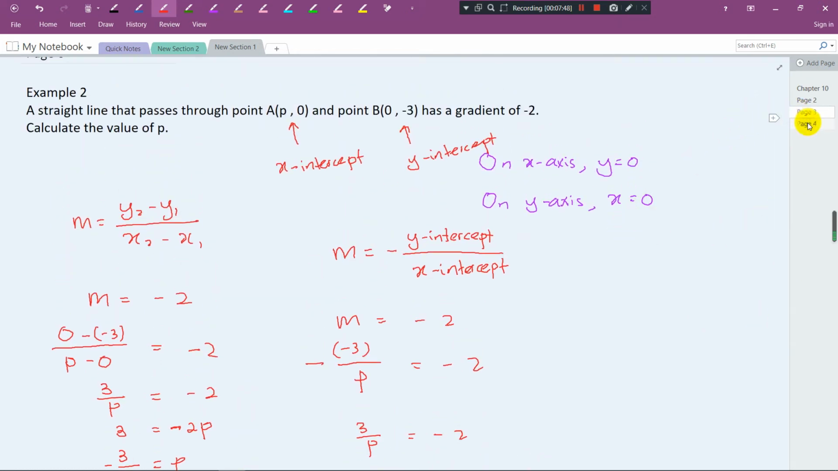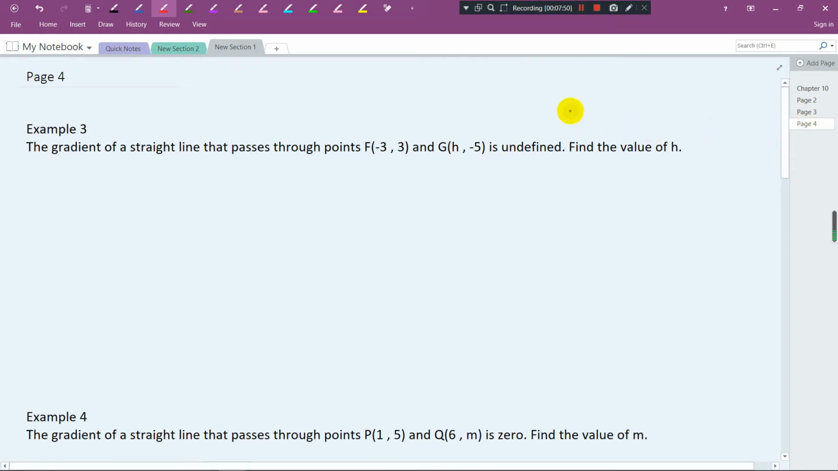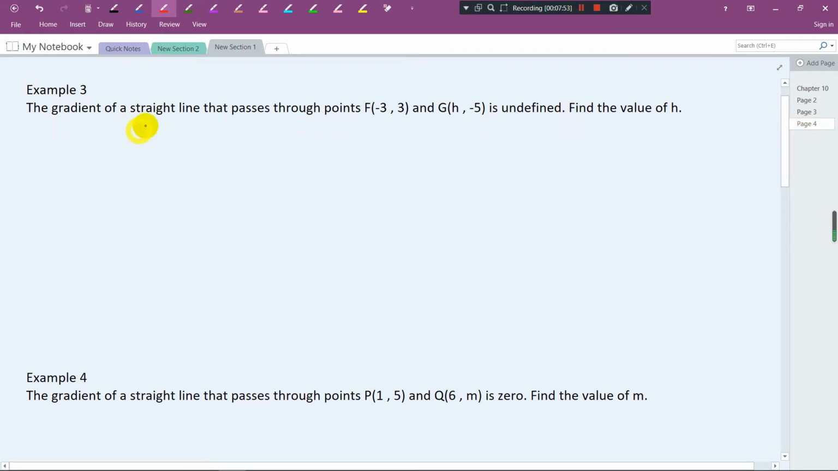Okay, let's proceed to the next question. Example number 3. The gradient of a straight line that passes through the point F, with coordinates (-3, 3), and the coordinate of G is (h, -5), is undefined. Find the value of h. So when you see the gradient is undefined, you know this straight line is going upward vertically, parallel to the y-axis.